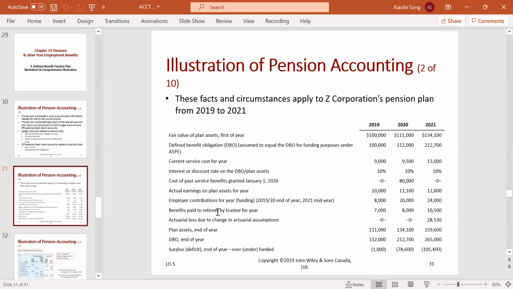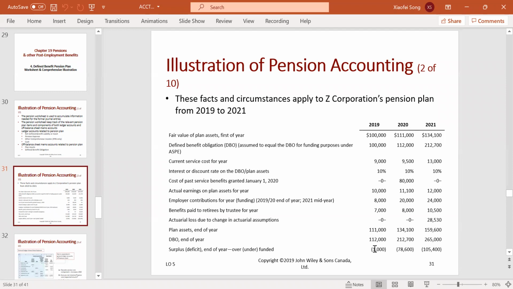Benefit paid to retirees by the trustee for the year. So that is going to be reducing the defined benefit obligation and the plan assets, but does not require cash payment made by the company. Okay. And actuarial loss due to change in actuarial assumptions. This one, only 2021 has it.